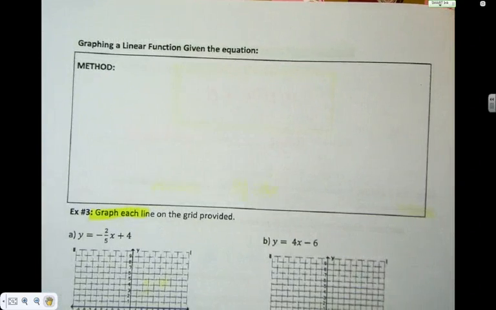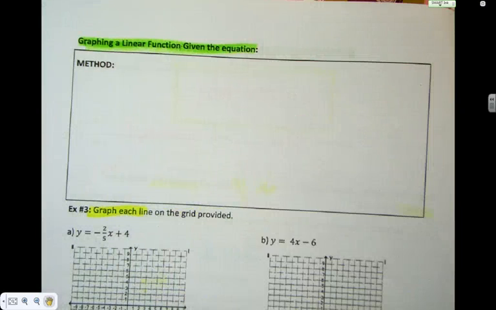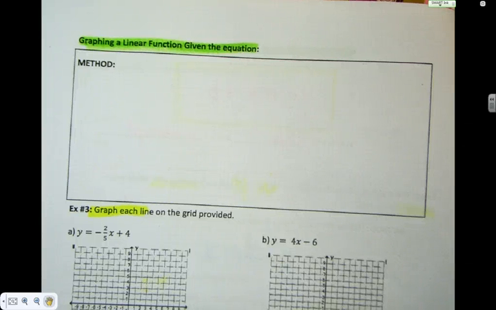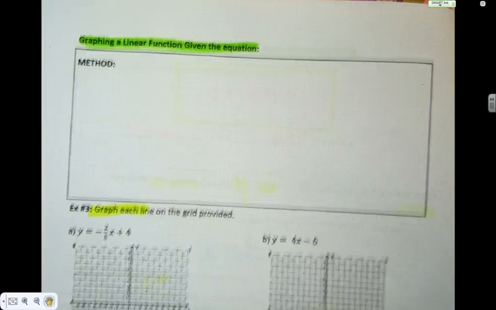The last skill we're going to do today is graphing a linear function given the equation. If you take nothing else from this unit, this is the single most important skill. This is graphing a line. We're going to use this a bajillion times between now and the exam, and it's going to come back next year and come back in grade 12. So if you learn nothing else, learn how to graph a line.